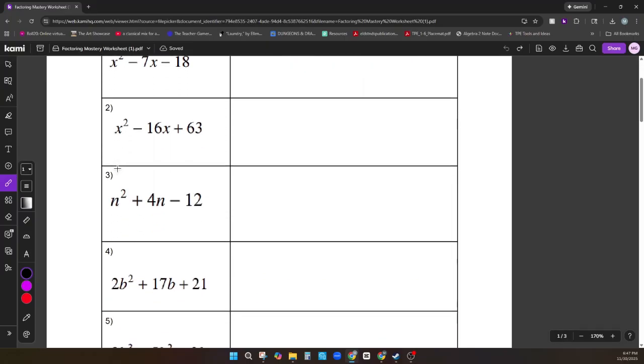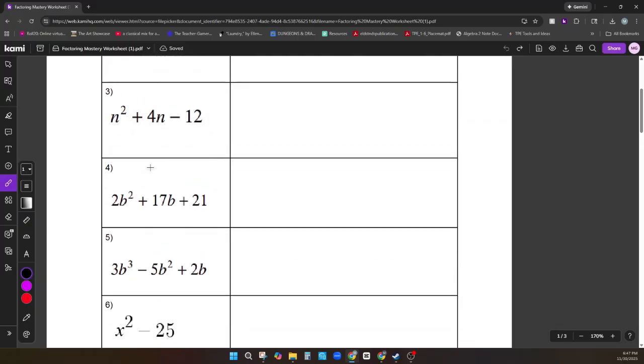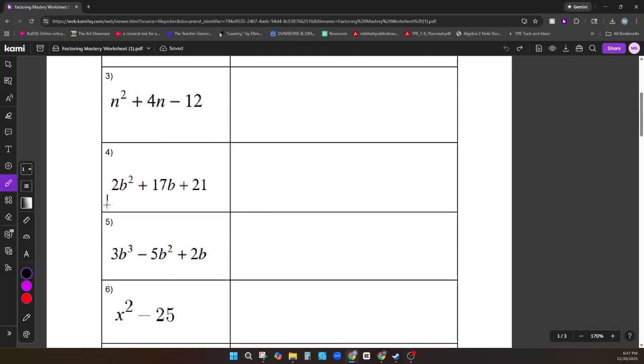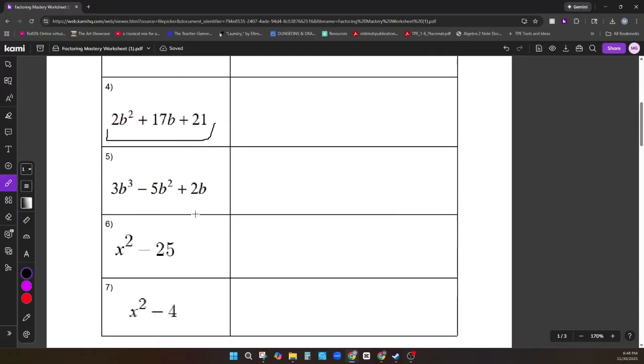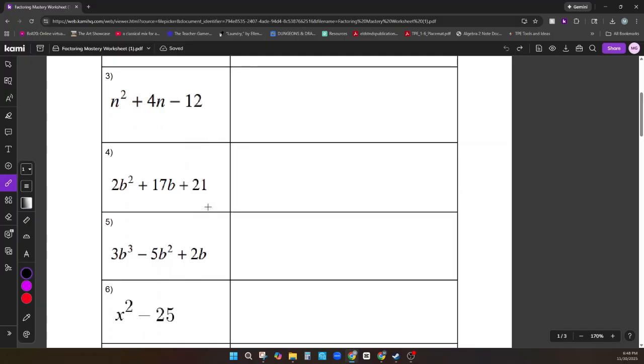So we've done most of these kinds of examples, except I do want to highlight number 4. So number 4. This one, you'll notice that we do have a front term. I do have a 2 in front of my b squared here, as well as an n term of 21. So in this case, it's very pivotal that you keep your work organized here.